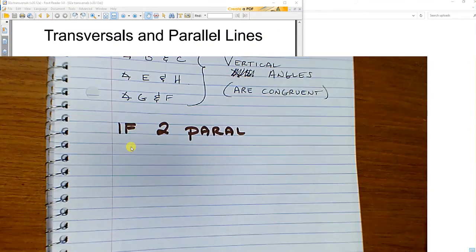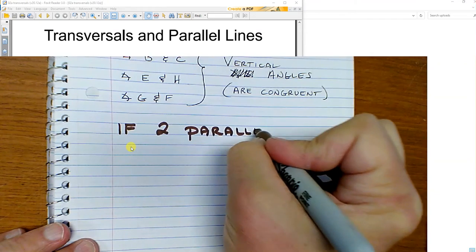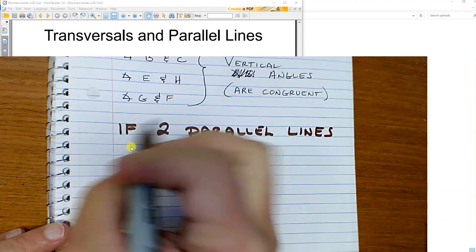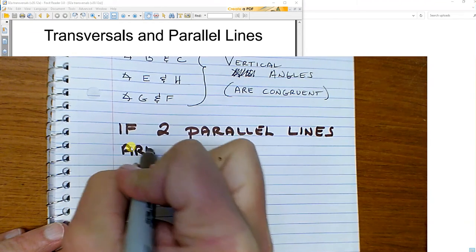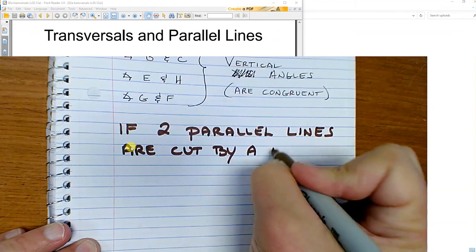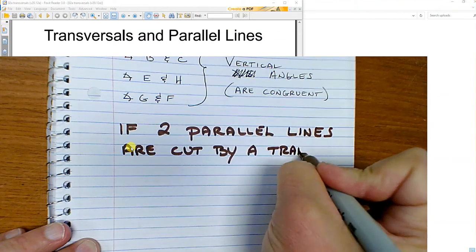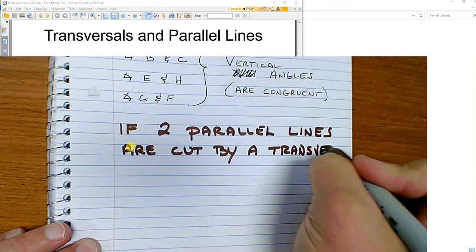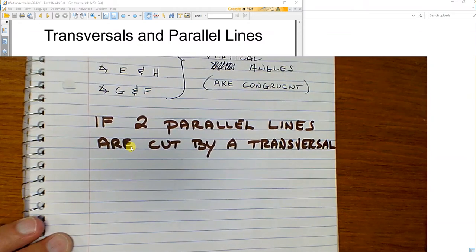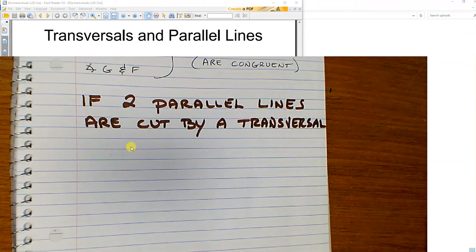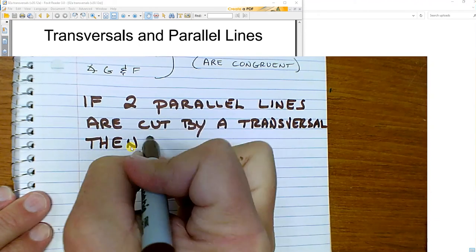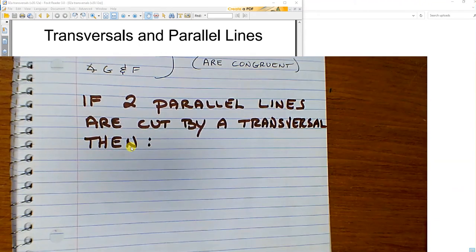So if two parallel lines are cut by a transversal. I know, I keep squishing my letters in there. It's because I'm writing with a Sharpie. If two parallel lines are cut by a transversal, then, ready? Then a whole bunch of angles are congruent.